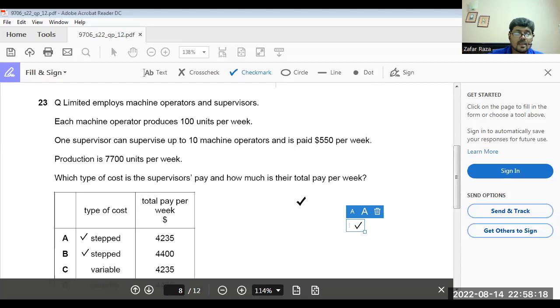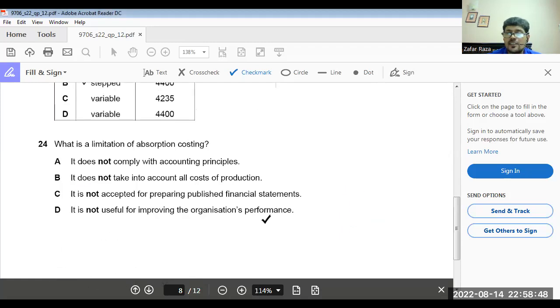Now, what happened for now? See, 100 units and 10 machines means 100 units, one machine, and there are 10 machines operated. So it means 1,000. Are you getting my point? 1,000 is supervised by one supervisor. For 7,700, we need 8 supervisors. So 8 supervisors, when they are paid by $550, the answer would be 4,400. So it means B option is the correct answer. C or D is not a possible answer.